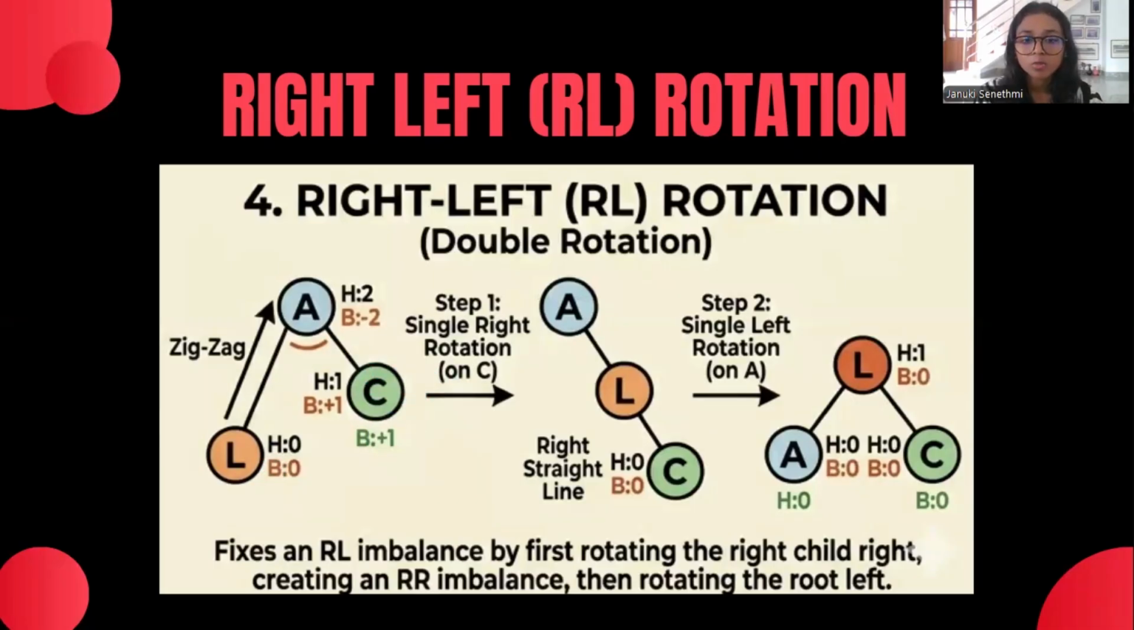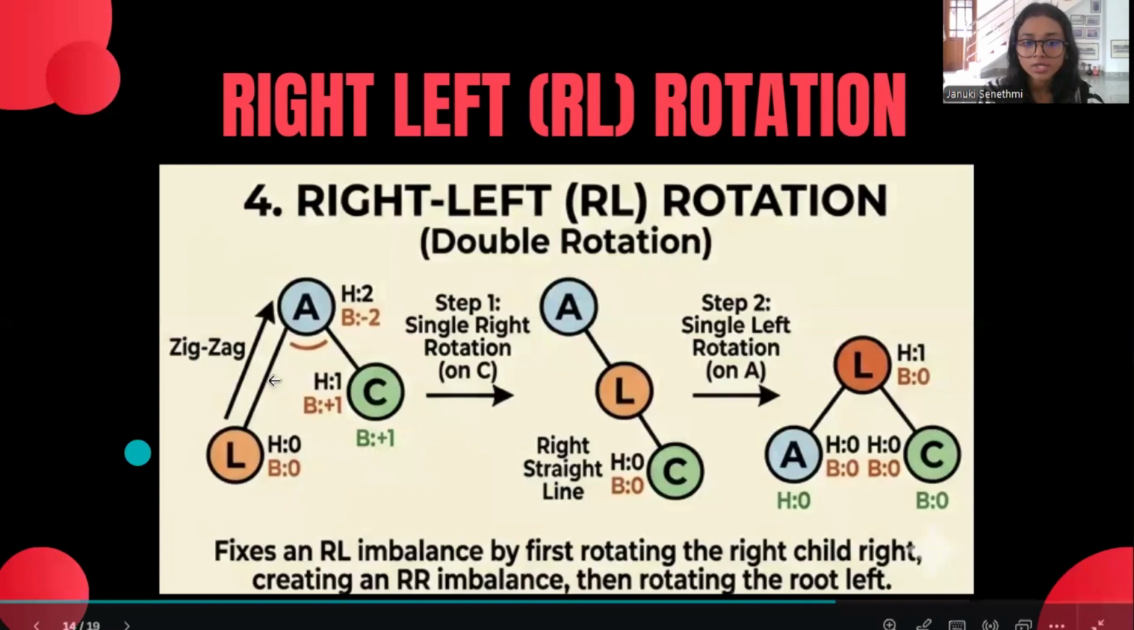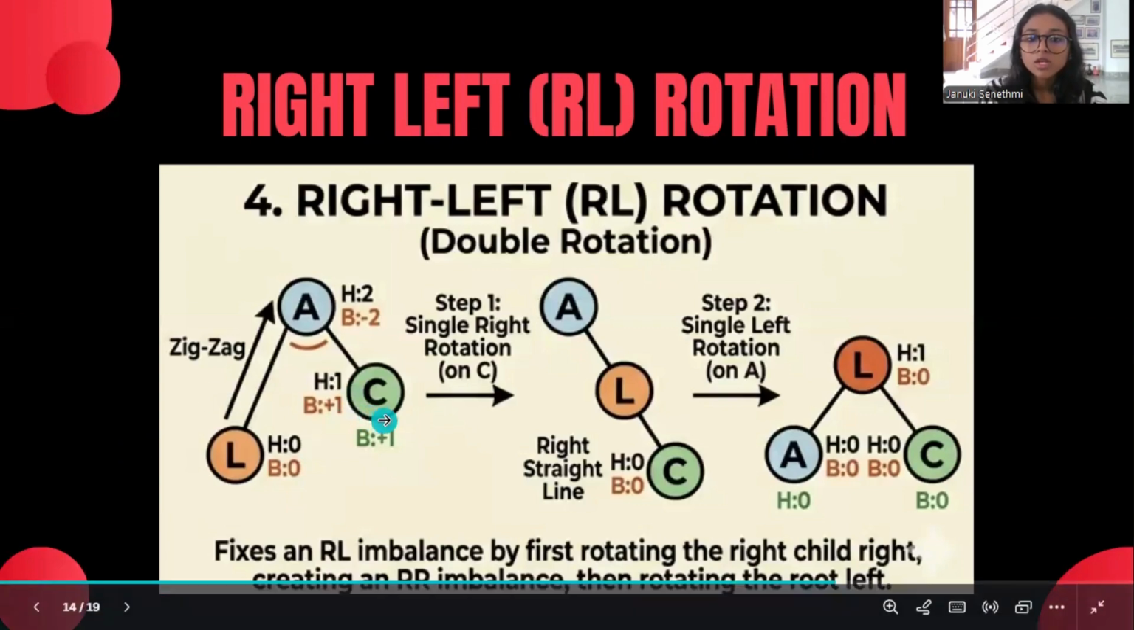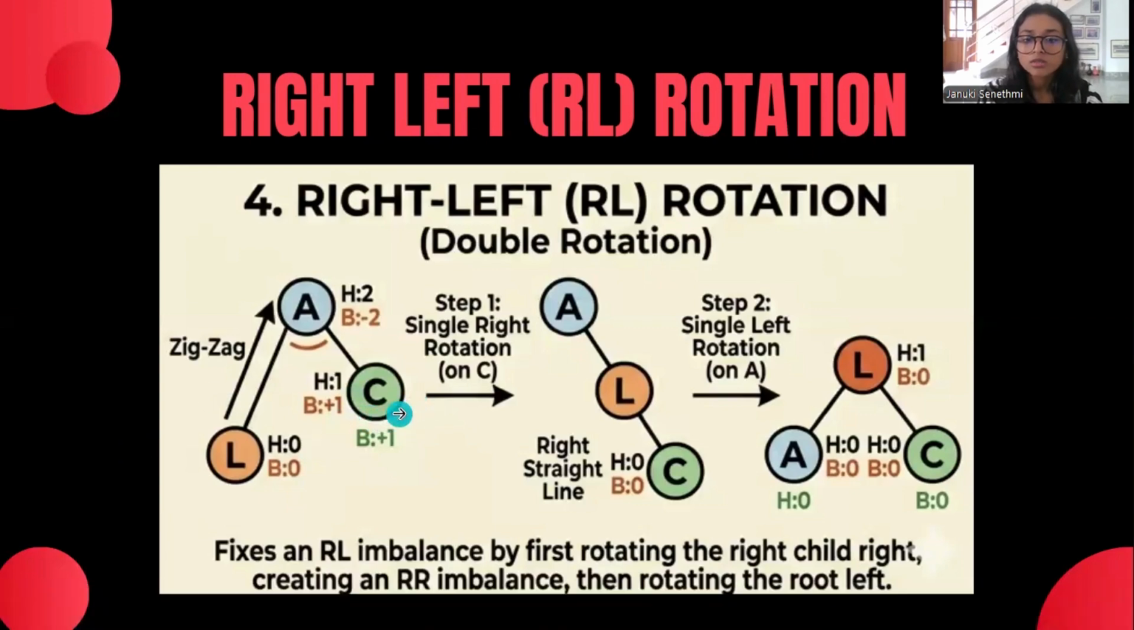To fix this problem, we perform 2 rotations. Step 1 is we need to do a single right rotation on node C. This changes the zigzag shape into a straight line. Step 2, we perform a single left rotation on node A. After these 2 rotations, the tree becomes balanced again, with L becoming the root of this section.